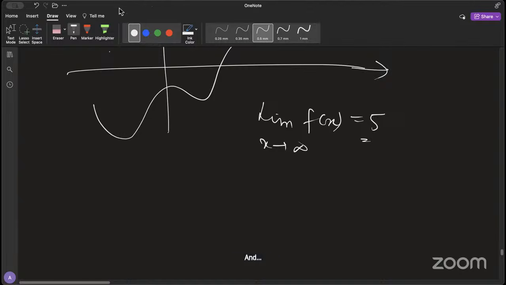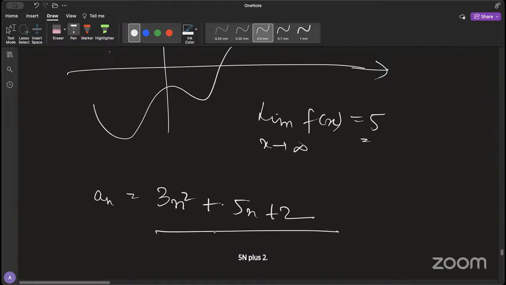Have you shared the question? Yes, ma'am. Okay. Can you dictate it to me? It's 3n square. You have been given a sequence, 3n square plus 5n plus 2, upon 6n square plus 2n plus 1.